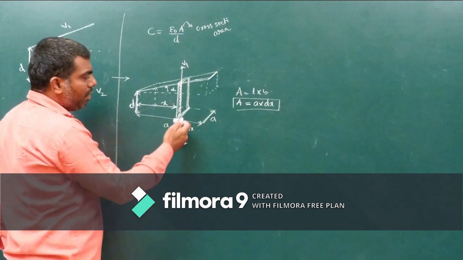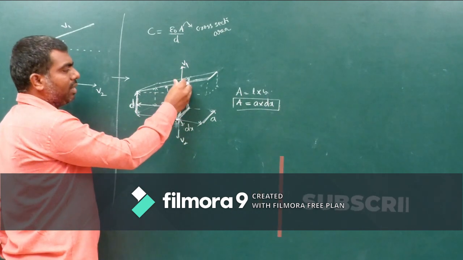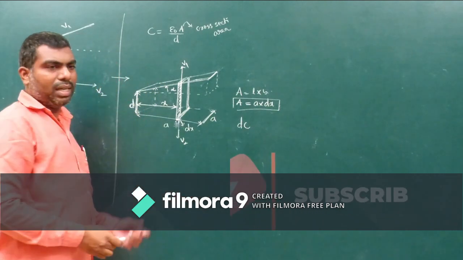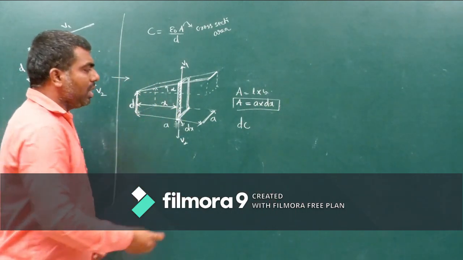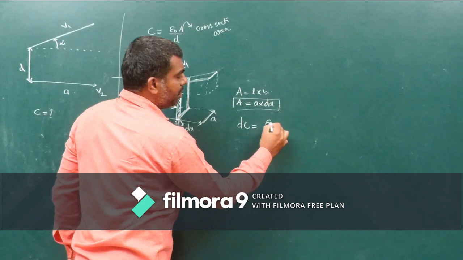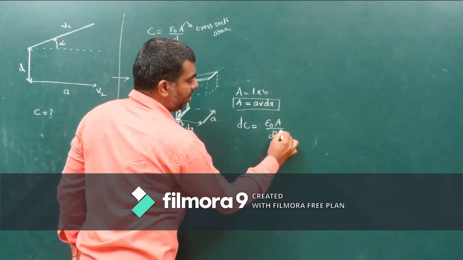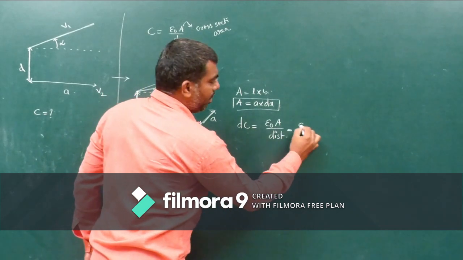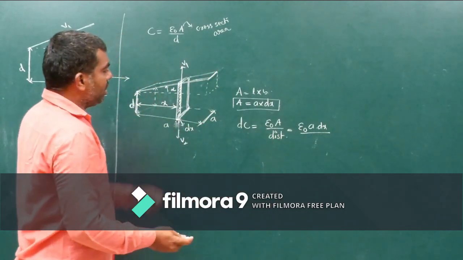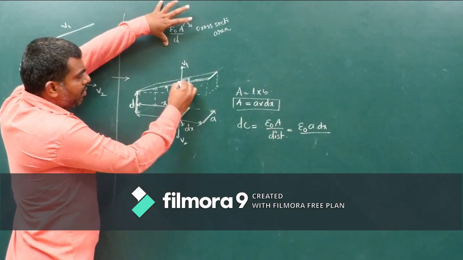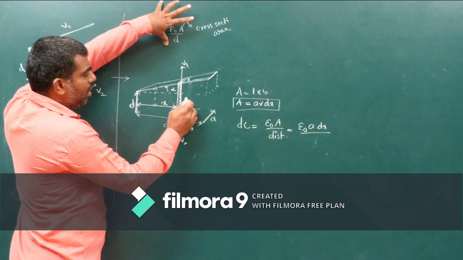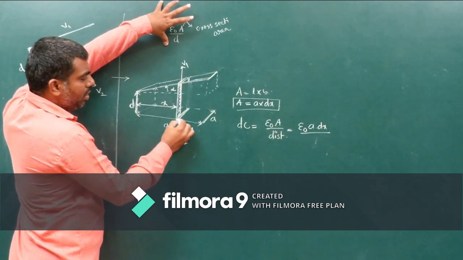And the capacity of this small strip that we have considered, a very small capacity, let it be dC. dC is the smallest capacity out of the total. So dC equals epsilon naught A divided by the distance between the two plates. Here we already have the area, A into dx, divided by distance. What is the distance? Distance means from here to here. I am erasing this part for my convenience. So the distance is from this edge to this edge.